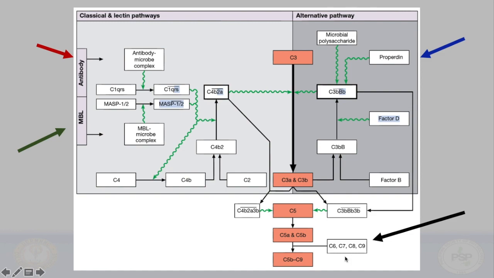Again, regardless of which pathway, you produce several factors. Number one, you produce the chemotactic factor, which is your C5a. You also produce your anaphylatoxins, which are your C3a and C5a, which would enhance inflammation. And lastly, you would also produce the membrane attack complex, which is this one.